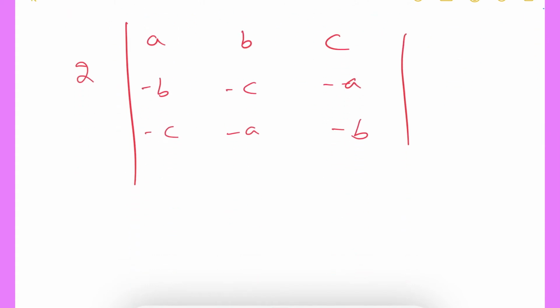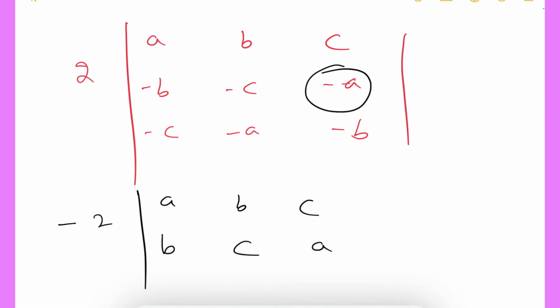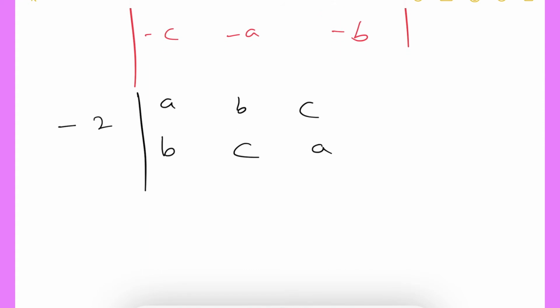In the second row, all the elements have a negative symbol, so I will take the negative symbol common. So minus 2. First row as it is, A, B, C. Now the second row, from all the elements we took negative common, so it will become positives B, C, A. Now the third row I am writing as it is, that is minus C minus A minus B.